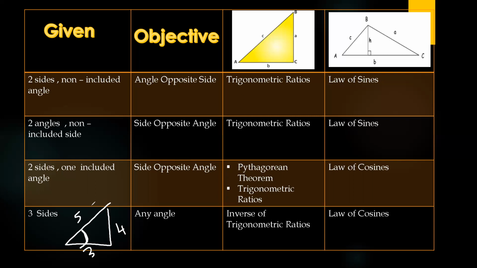How did you solve it in the right triangle? You have to use the inverse of the trigonometric ratios. And if you are in a non-right triangle, such as this one here, this is 3, 4, 5, and you need to find now this angle as an example, you have to use the law of cosine. So the law of sine and the law of cosine are used in order to solve the non-right triangle, and the Pythagorean theorem and the trigonometric ratio in order to solve the right triangle. Is it clear?